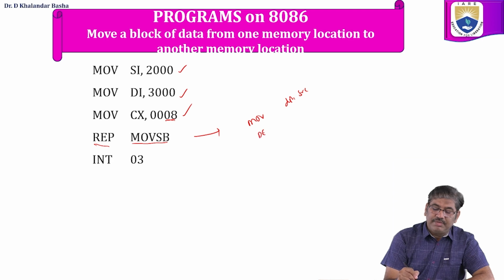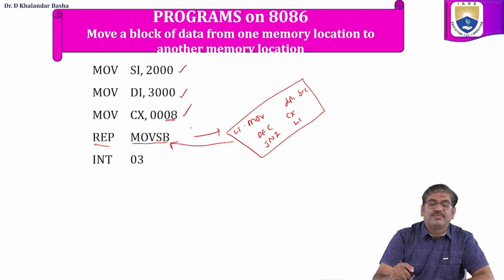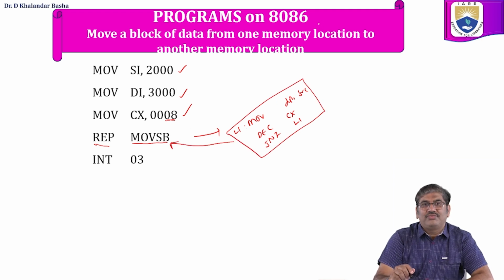Next, decrement CX. Then go to L1, where I will place it. So these three instructions we can replace by using MOVSB with the REP prefix. If REP is not there, only one data will be copied. As we want to copy 8 data from the source to destination, we prefix this with REP. Then we can terminate the program by generating the software interrupt, that is INT 03H.